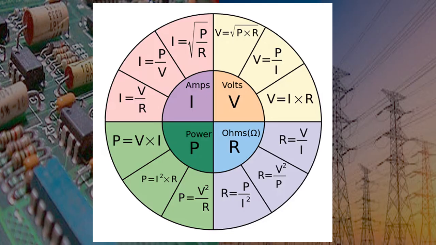Also for power, power is equal to voltage times current, power is also equal to current squared times resistance, power is equal to V squared on R. So these are the different formulas that you can use to work out the circuit parameters: current, voltage, resistance, and power. Later we will have more examples on that.